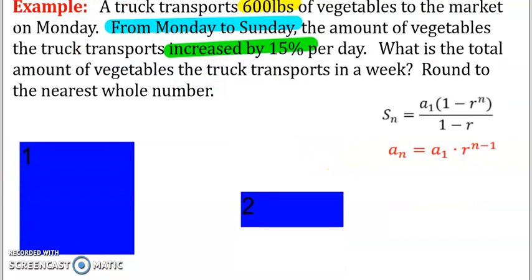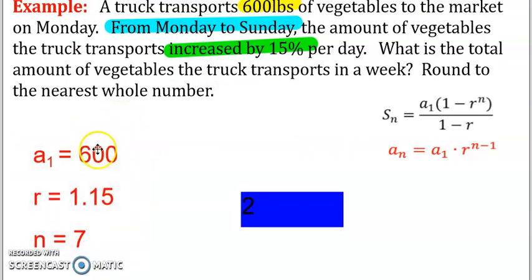All right, so let's take attendance, if you will, of what we know. I know I start off with 600. My ratio is 1.15. So I maintain 100%, and then I tack on 15%, and 7 for the number of days in a week, right? Monday, Tuesday, Wednesday, Thursday, Friday, Saturday, Sunday, add those together. Well, I have all three ingredients that I need, right? 1, 2, 3 ingredients. And I've got all three of those.